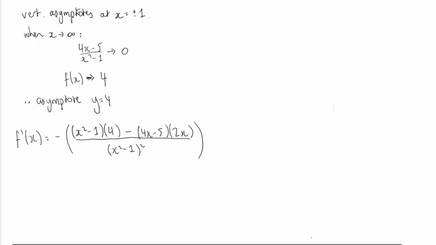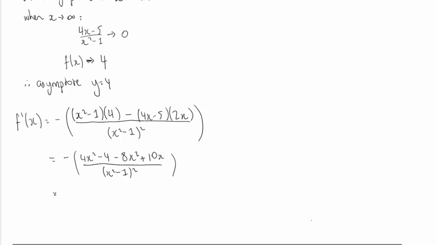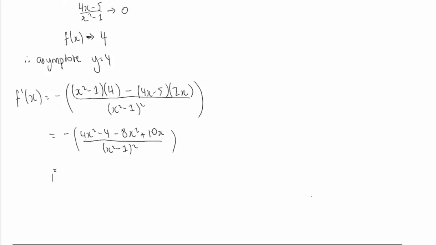Now that's not particularly nice. So, expanding the numerator, I'll just keep that negative out the front. So 4x squared take 4 minus 8x squared, and then plus 10x, all over x squared take 1 squared. We don't need to worry about expanding out that denominator. So 4x squared take 8x squared is negative 4x squared. I'm going to bring the negative into it now, so that's going to make it positive 4x squared. We've got a plus 10x becomes negative 10x, and then we've got a minus 4 which becomes plus 4, all over x squared take 1 squared.